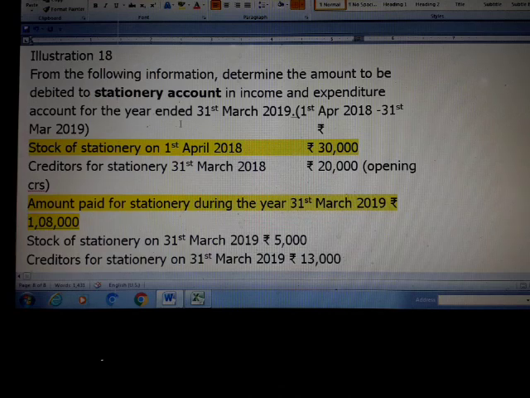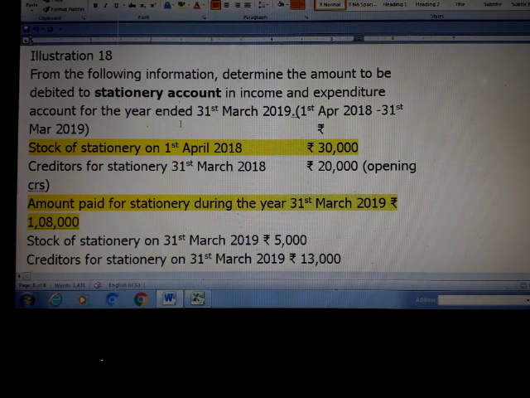Can you understand, students? If we don't prepare the stationery account, obviously we can't show the value of stationery consumed in income and expenditure account. So we have to prepare stationery account. Also we have to prepare our income and expenditure account for the year ended 31st March 2019, which means our accounting period will be from 1st April 2018 to 31st of March 2019.